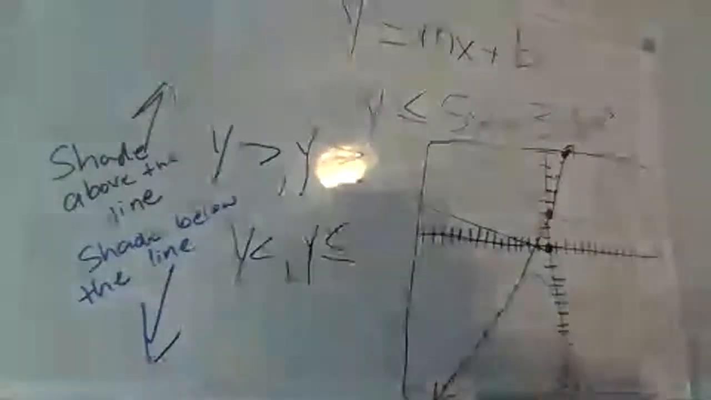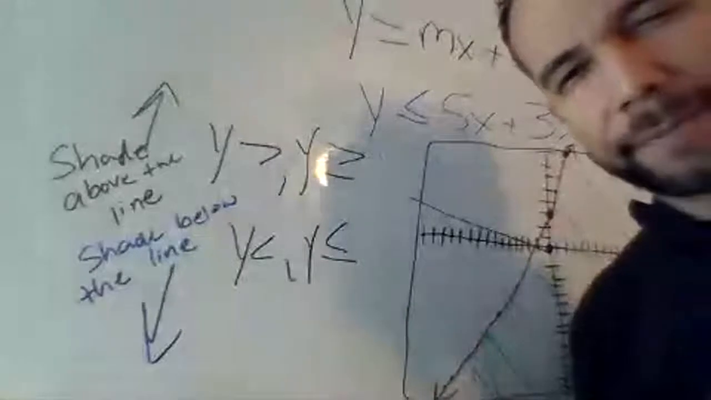Okay. Now, if you want to know another way to do it, maybe you want to have another tool in case it makes it easier. You can also use the origin to figure out what area to shade. So here's how we use the origin. The origin is what two numbers? 0, 0. Correct. The ordered pair is 0 and 0.